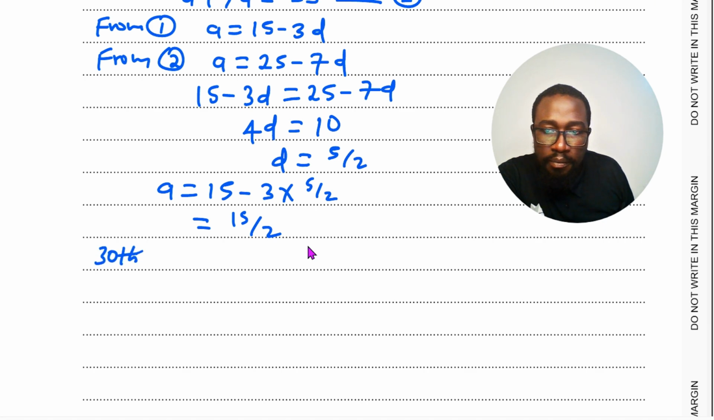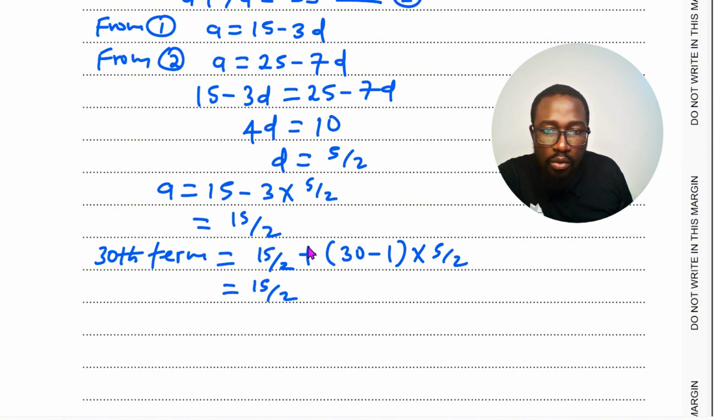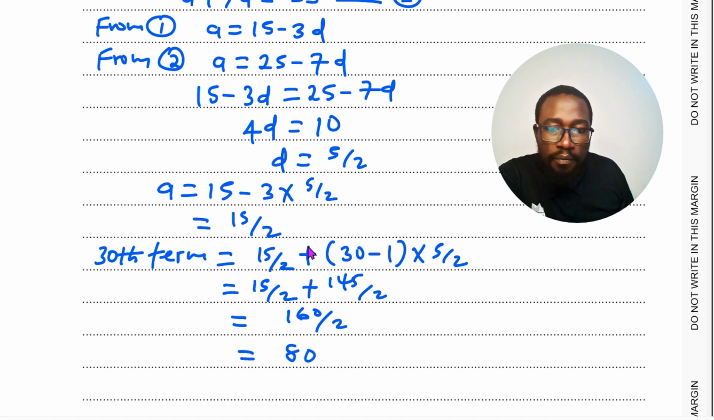So the 30th term is given by A, which is 15 over 2, plus (30 minus 1) times D, which is 5 over 2. So that is 15 over 2 plus 29 times 5 over 2, that is 145 over 2. We simplify that, we get 160 over 2, which is equal to 80. So the 30th term for this progression is 80.